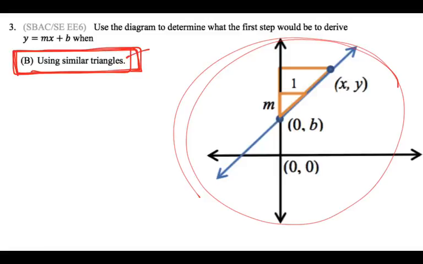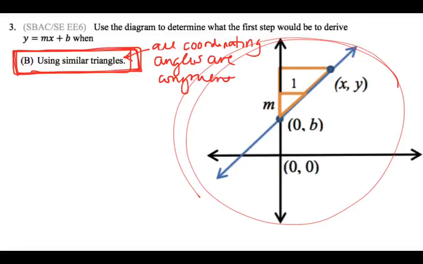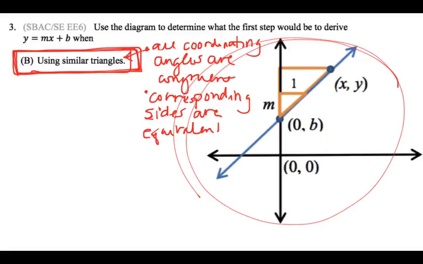Okay, now side note about similar triangles. For similar triangles, all angles are congruent, or excuse me, all coordinating angles are congruent, and corresponding sides are equivalent ratios.